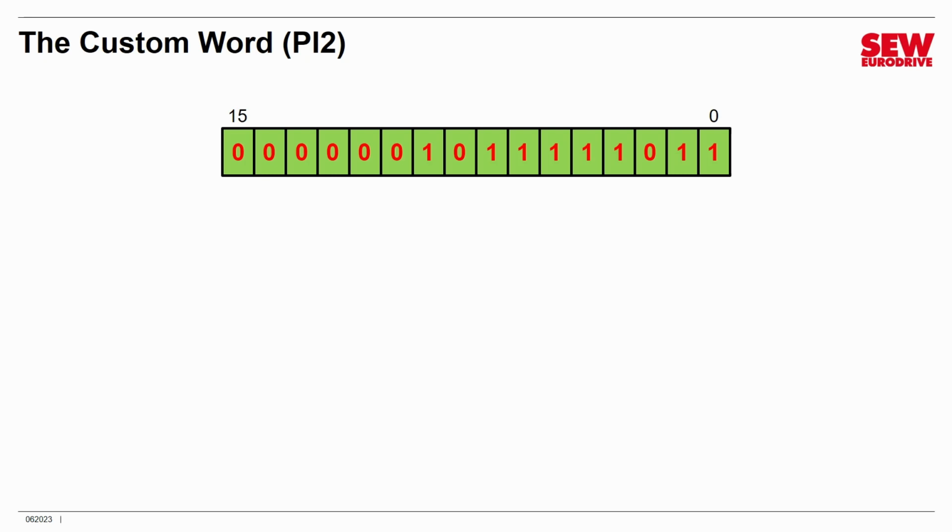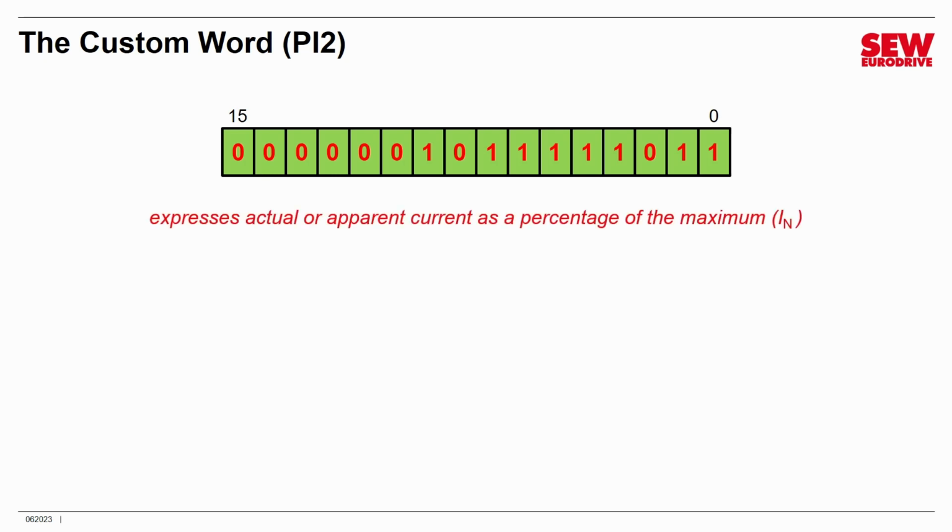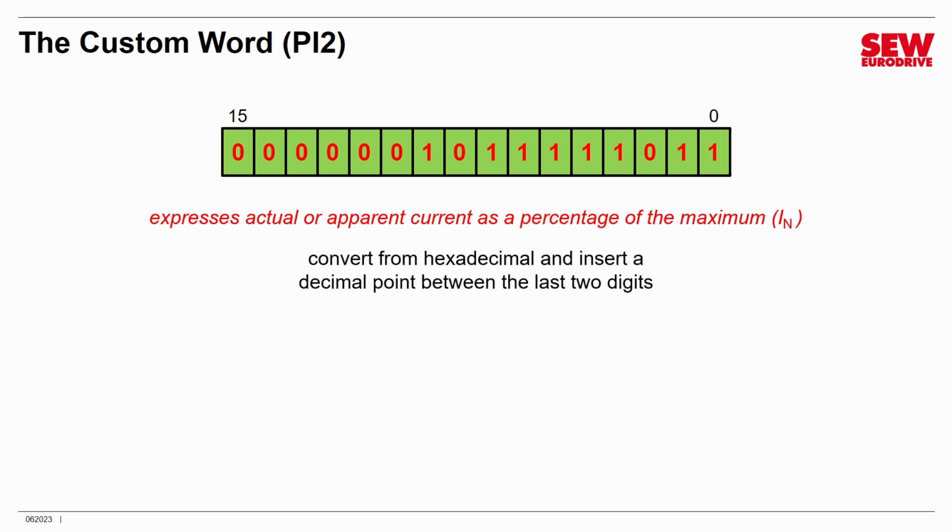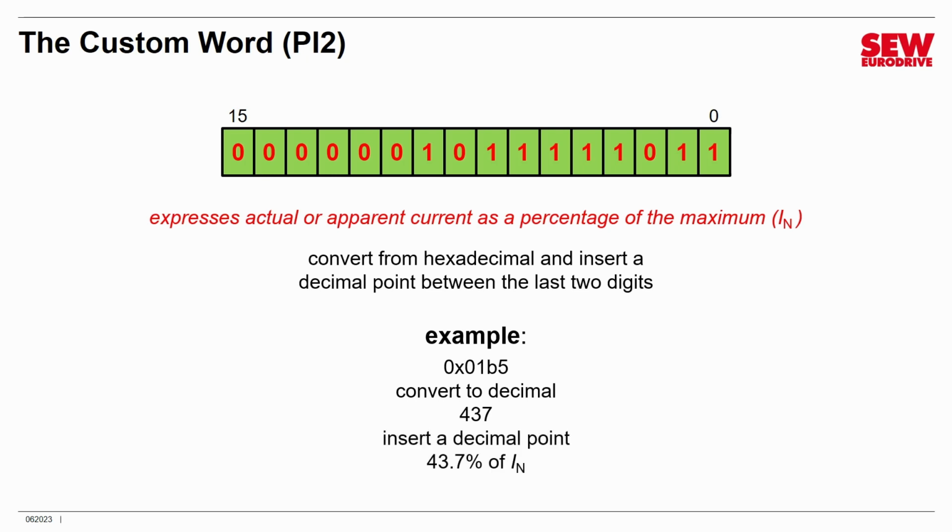PI2 is a customizable word. It's going to either reflect the amount of current the motor's drawing or the speed at which it is turning. By default, it expresses current, and that is a percentage. To interpret this, you convert it from hexadecimal back to decimal, and you put a decimal point between the last 2 digits. There is a single imaginary decimal point there. So for example, if you get 01B5 coming back in this word, what you would do is convert it to decimal, which is 437, and you would insert a decimal point between the last 2 digits, and that would be 43.7% of I sub n. So that's how you would interpret this if it's reflecting current.